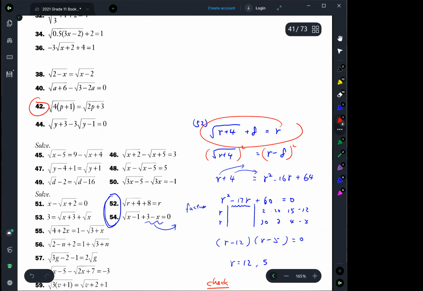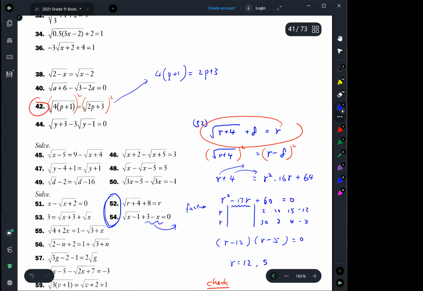So this one already has just one square root on both sides. The square root is isolated, right? So for this one, you just start by squaring both sides. If you square both sides, the square root will be gone. So what does it become then? It'll become 4 times the whole bracket p plus 1, and the other side would be equals 2p plus 3.